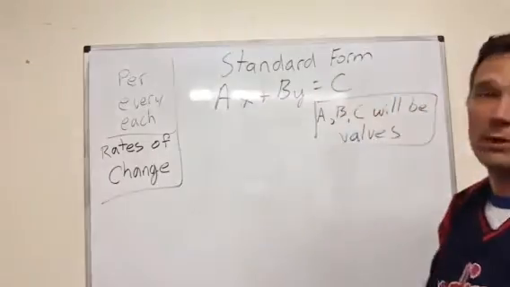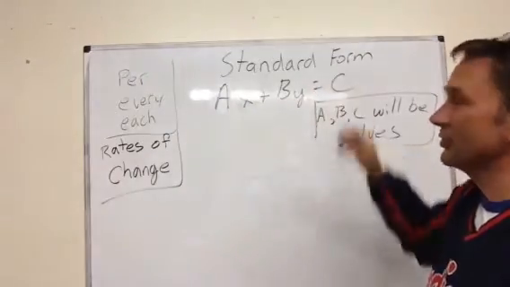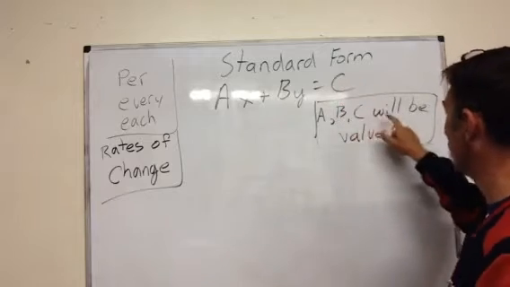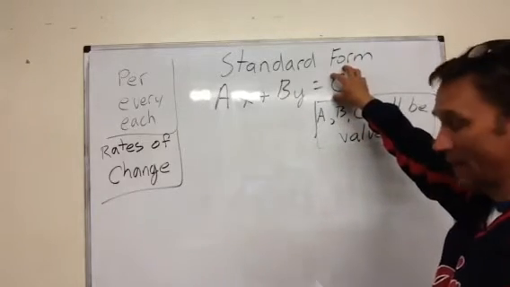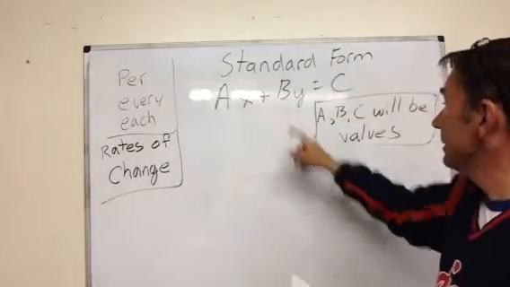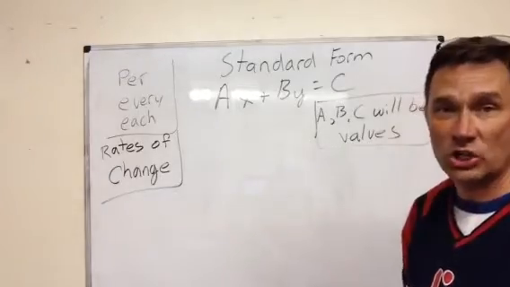This is standard form. It's going to be ax plus by equals c. The easiest one to remember is the c value is our total. We're going to actually have a number in here. We're going to have numbers also for a and b. A and b will represent our different rates of change.